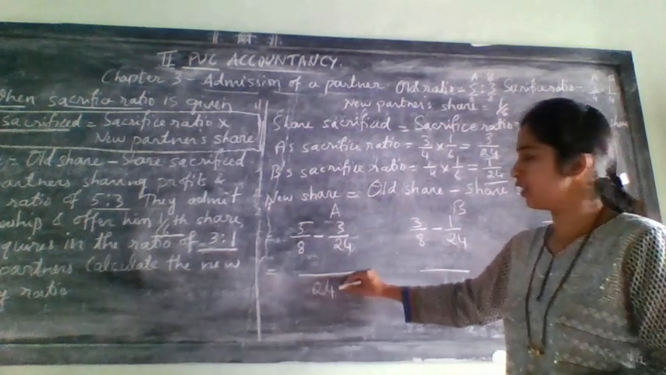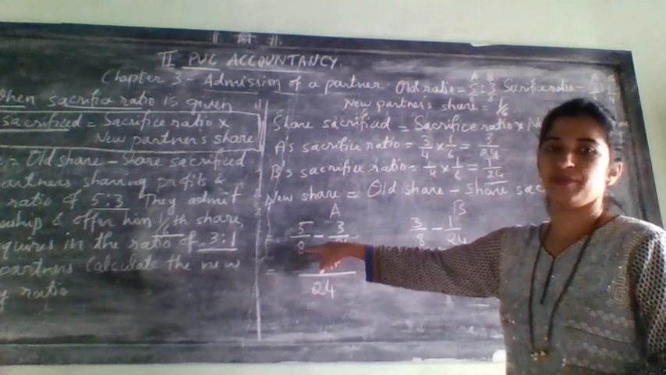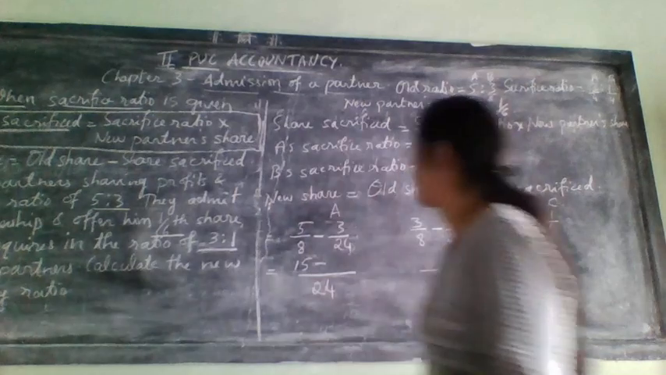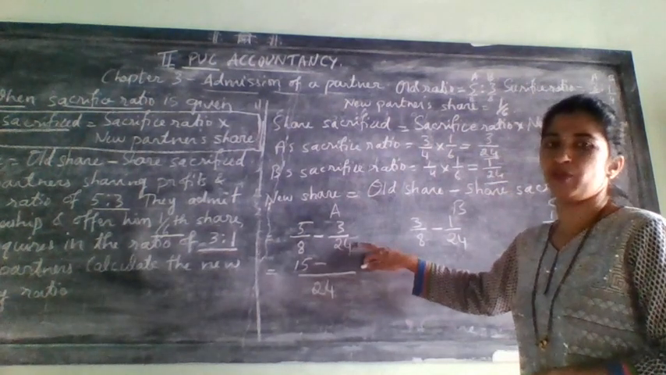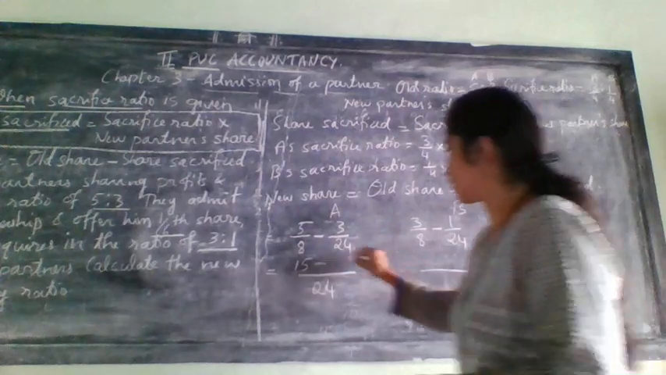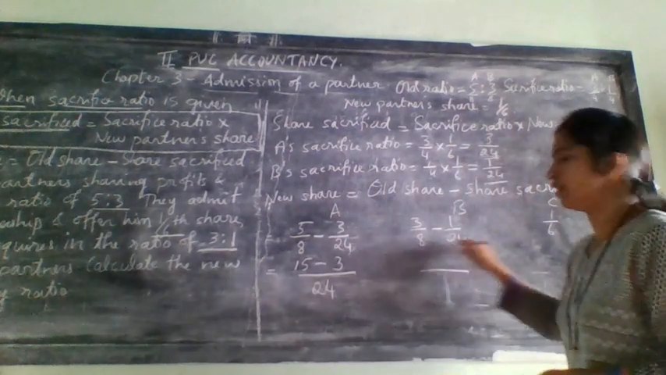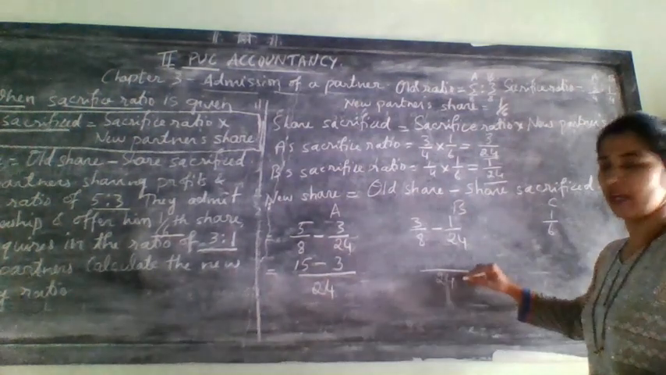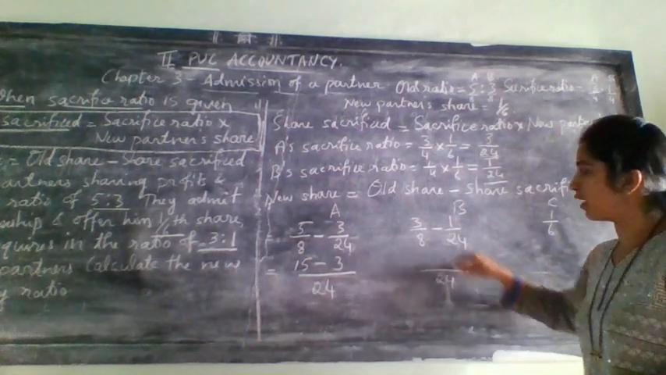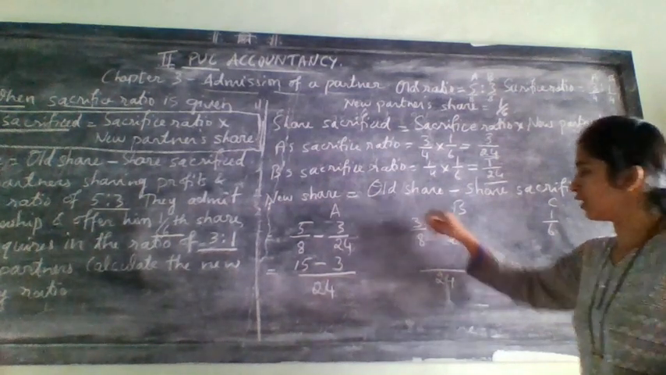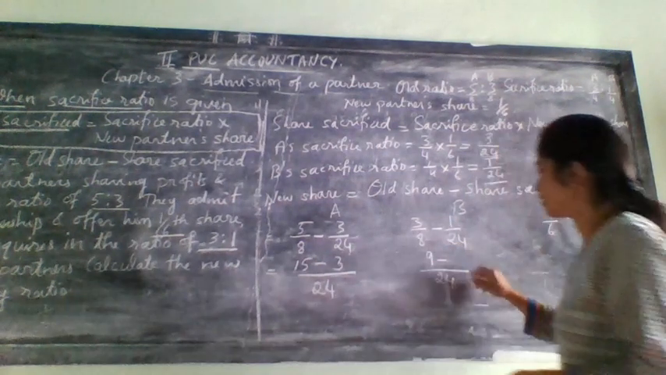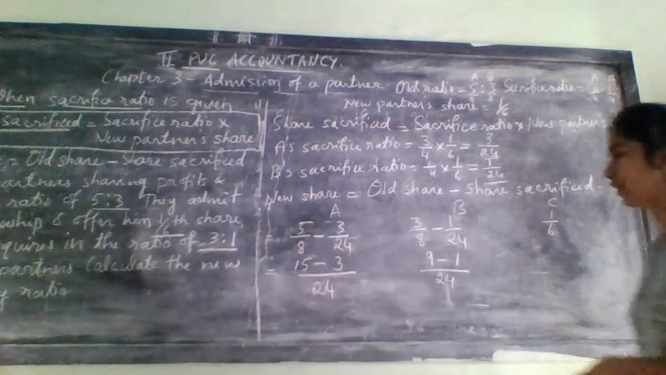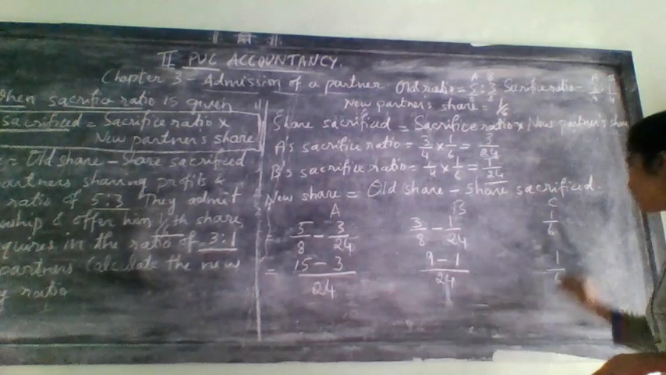Take your calculator and do it. 24 divided by 8. It will come 3. 3 5s are 15. Next, 24 divided by 24. It will come 1. 1 3s are 3. Next, again, here also 8 and 24. We can take 24 as a common denominator. Again, take your calculator. 24 divided by 8. It will come 3. 3 3s are 9. Minus 24 divided by 24. 1. 1 ones are 1. And here we need to leave this 1/6 as it is.